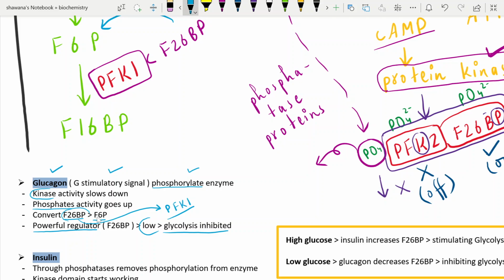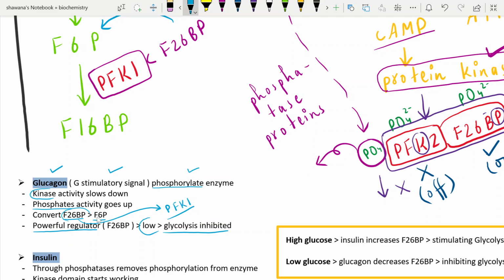When the glucose level is high, it means that we need glycolysis, and there will be insulin, right? Insulin will come and produce a cascade of events, a cascade of reactions and signals, through enzymes known as phosphatase proteins. What is the action of a phosphatase? Its action is to dephosphorylate something. It will remove the phosphate group. It will dephosphorylate this enzyme, this hermaphrodite.